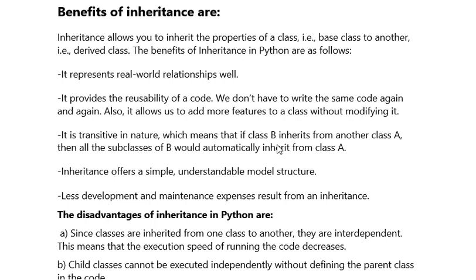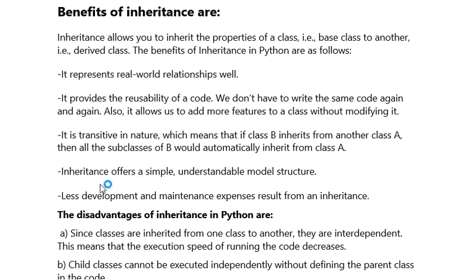Then all the subclasses of B, which is the child class, would automatically inherit from class A. So class B is considered as a child class, which means all the subclasses of class B will be automatically inherited from class A. Yes or no, which I said before only.